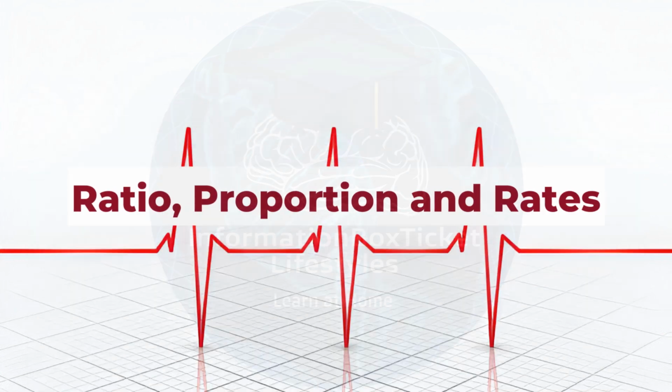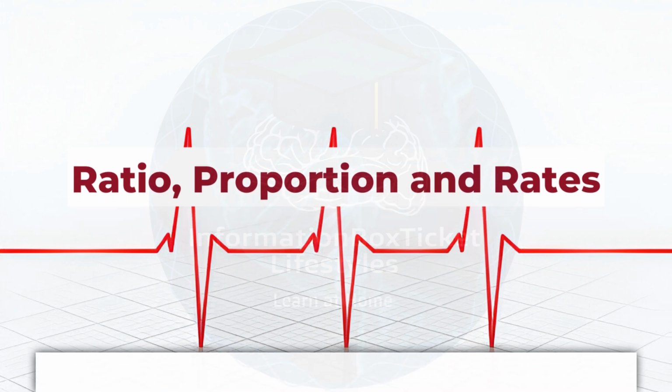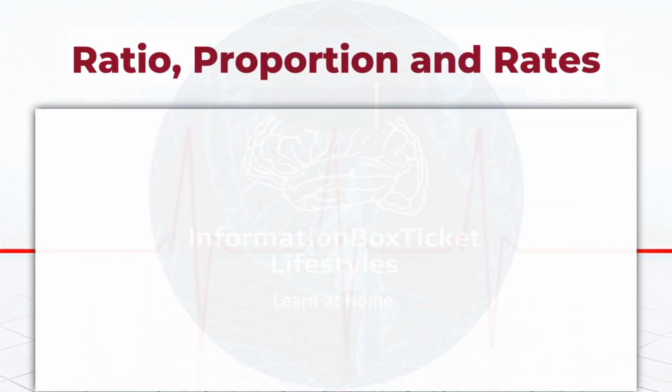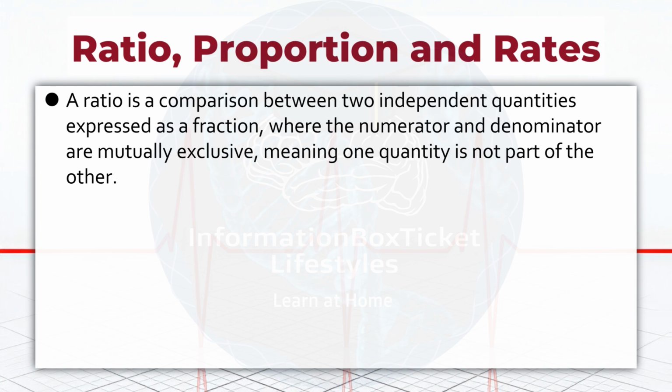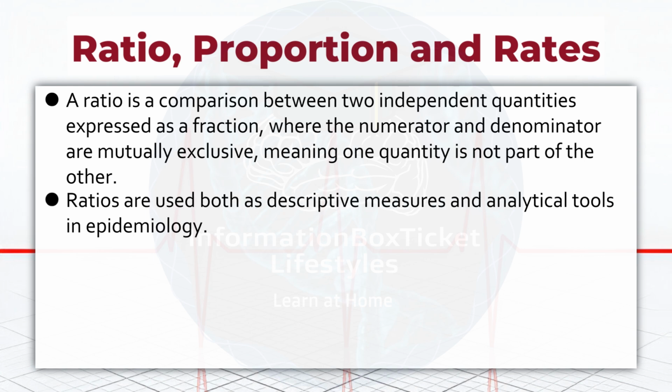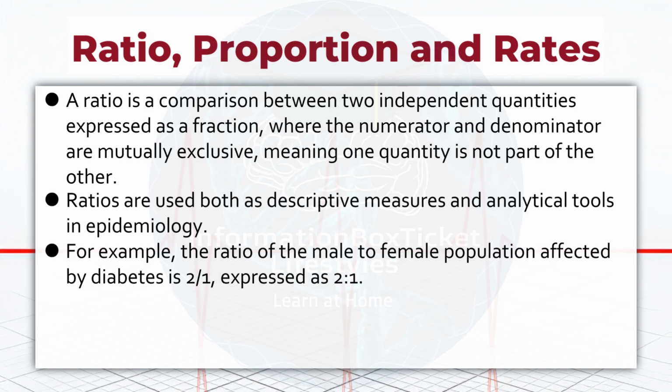Ratio, proportion, and rates. A ratio is a comparison between 2 independent quantities, expressed as a fraction, where the numerator and denominator are mutually exclusive, meaning one quantity is not part of the other. Ratios are used both as descriptive measures and analytical tools in epidemiology. For example, the ratio of the male to female population affected by diabetes is 2:1, expressed as 2:1.